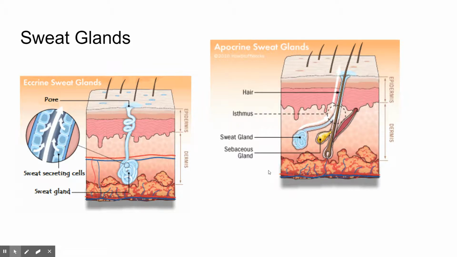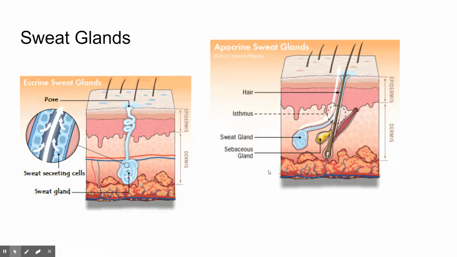There are two types of sweat glands. Sweat glands are distributed over the majority of the body, and each person has around 3 million or so, give or take 1,000 probably or so. Two types of sweat glands found in humans: eccrine sweat glands on the left and apocrine sweat glands found there on the right. Let's talk about the difference.